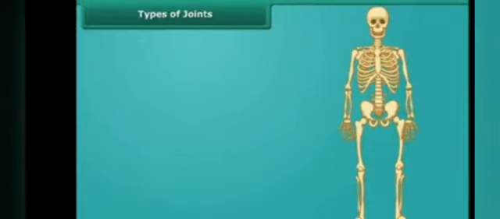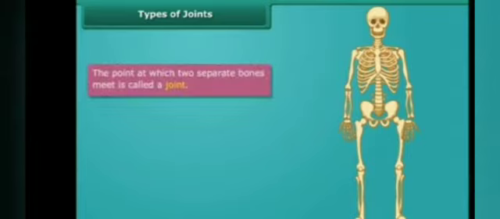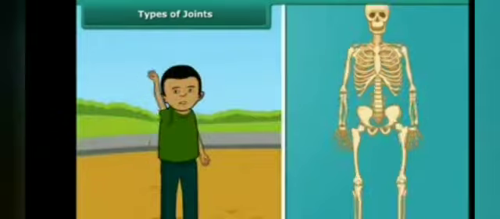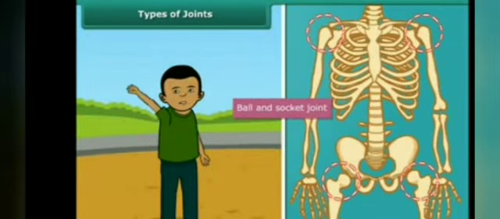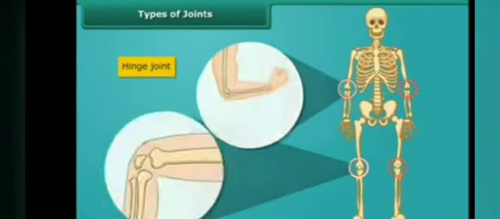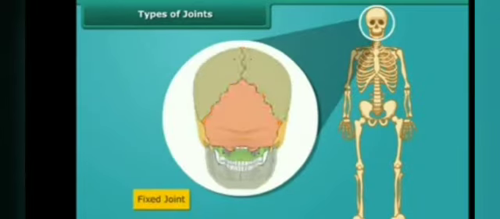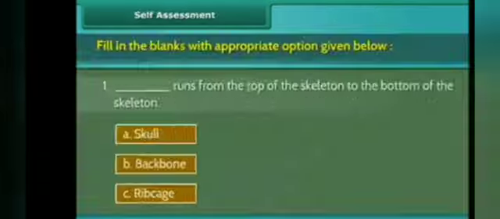Dear students, we can bend or rotate our body parts like elbow, shoulder and neck. This place is called a joint. There are 4 types of joints. One is ball and socket joint. Second is hinge joint. Third is pivotal joint. Fourth is fixed joint. Let us study about these joints in detail.